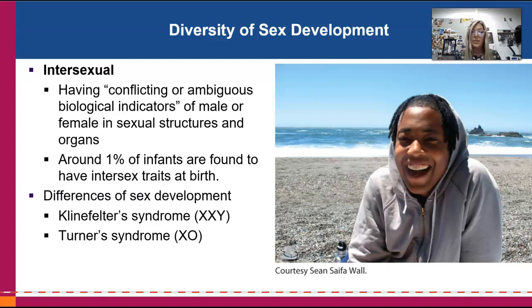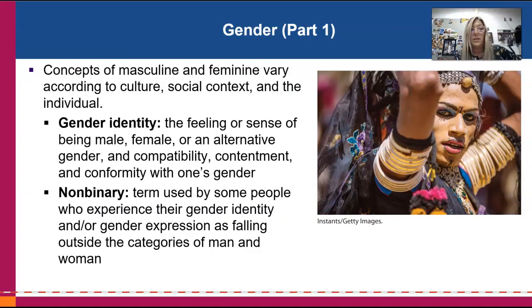There's Klinefelter syndrome, and they are born with the XXY chromosome, and then Turner syndrome is born with XO chromosome. Again, human sexuality class will go very much in depth in this. And if you get your master's degree and you take human sexuality, it goes even further into this.